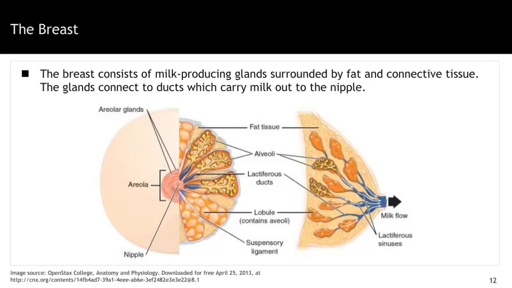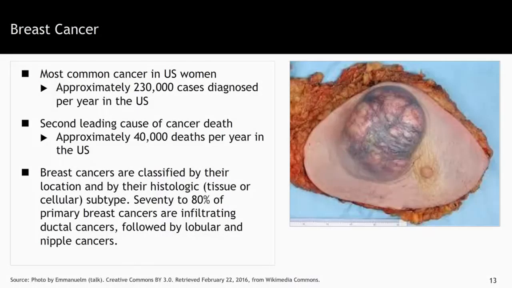What about breast cancer? The breast consists of milk-producing glands surrounded by fat and connective tissue. The glands connect to the ducts, which carry milk out to the nipple. Breast cancer is generally an adenocarcinoma. It develops in the glands themselves and grows out. Here in this picture, you can see a breast cancer that has grown out of the breast and is presenting as a large mass. It is the most common cancer in U.S.